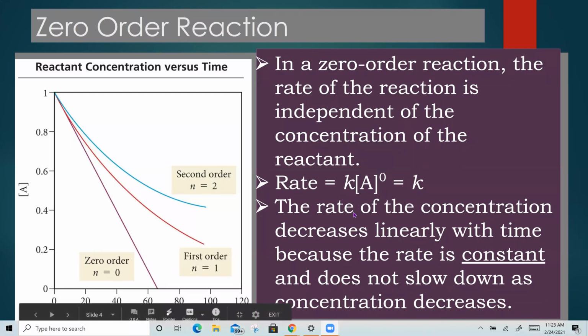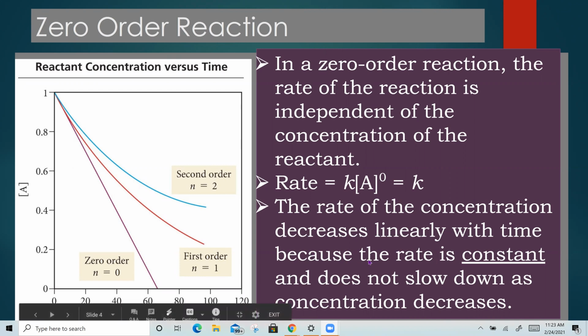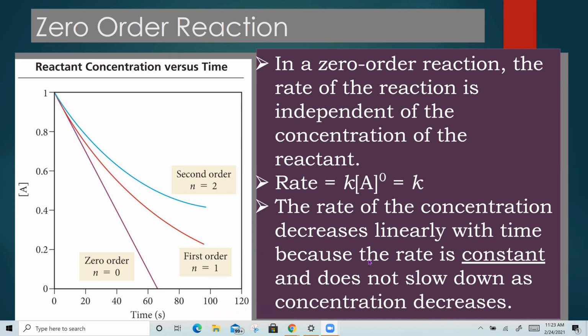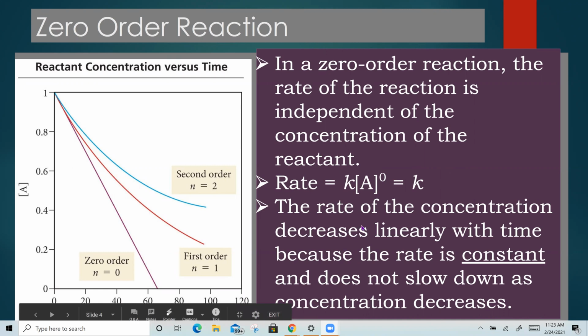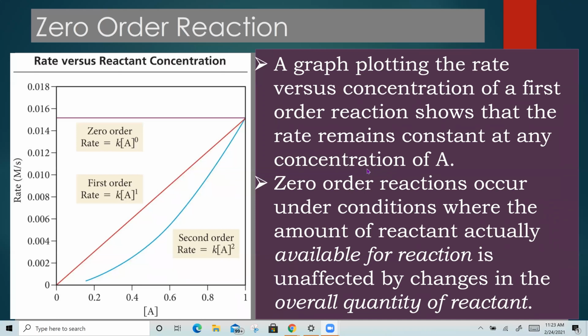All right, so if you have k a to the 0, that's basically saying k times 1, which is equal to k. And so that's what this is saying down here, that when you have a zero order, the concentration decreases linearly with time because the rate is constant and does not slow down. That's what they're talking about on the graph. This right here, rate equals k a to the 0 equals k, rate equals k, because a to the 0 power is 1.